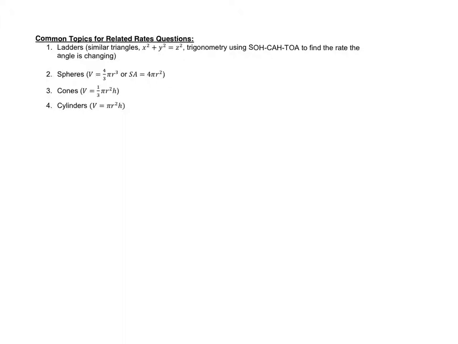So as I mentioned before, some common topics for related rates questions that you should look out for are ladders. If you see a ladder, it could be similar triangles, it could be Pythagorean theorem, it could be trigonometry, SOHCAHTOA, to find the rate that the angle is changing. Like the angle the ladder is forming with the wall, how is that increasing or decreasing as that ladder is falling?